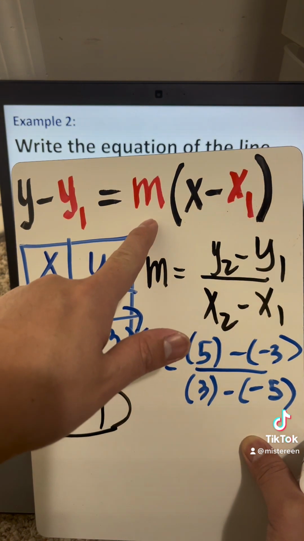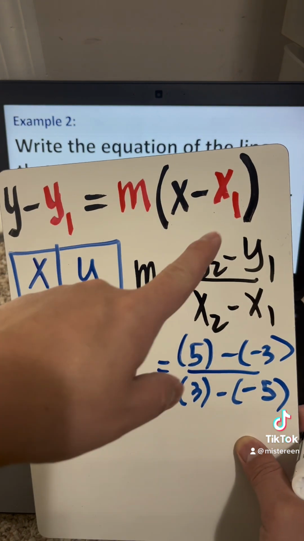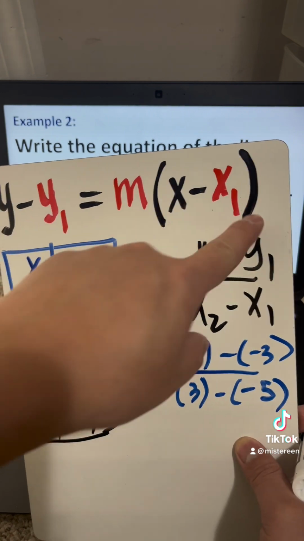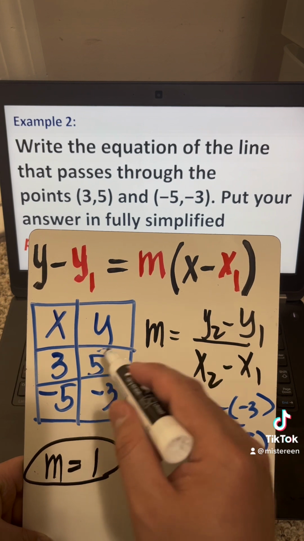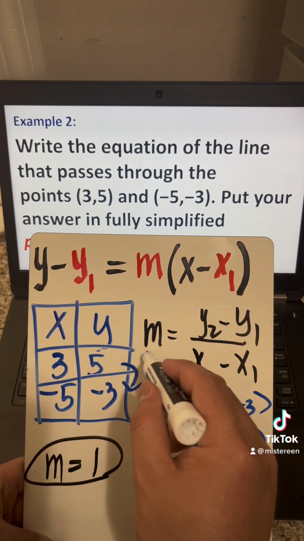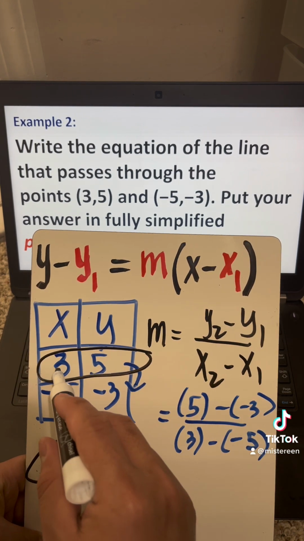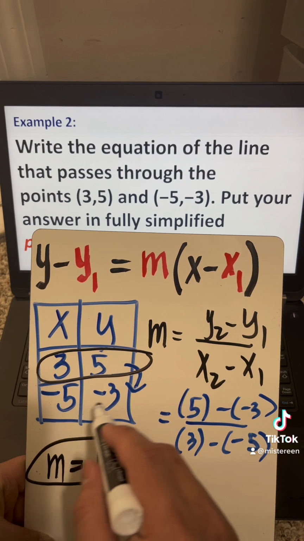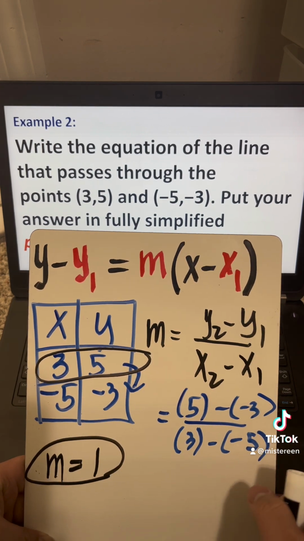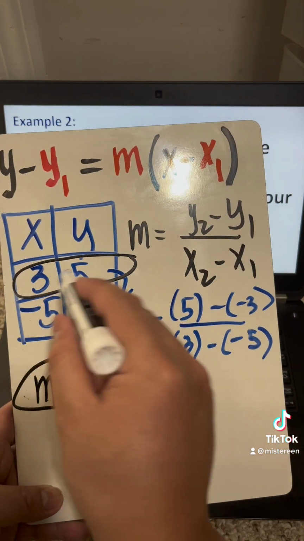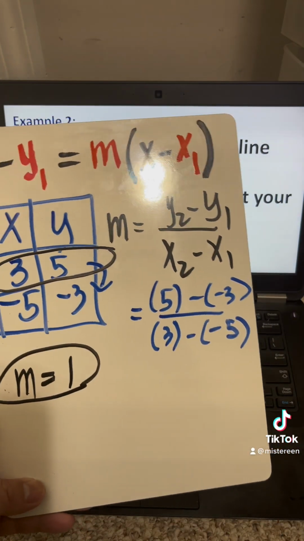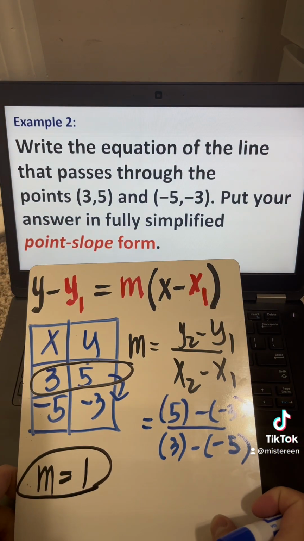Remember, we needed m here. And what we also need is the x1 and y1, one point. So you can just pick any pair from the given. You can pick this pair so that this is your x1 and y1. If you pick this pair, this is your x1, y1. So let's pick the first pair. So we have m, and this is our x1, y1. So we can now write the equation in point-slope form.